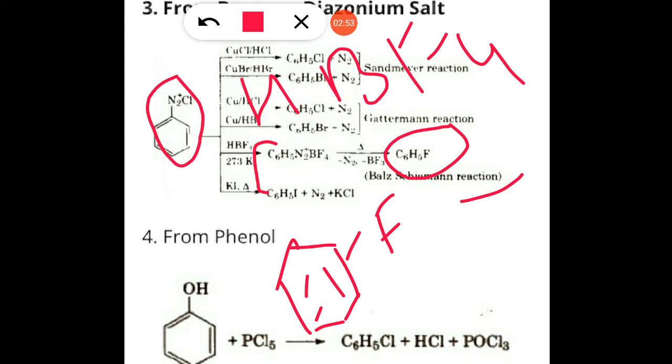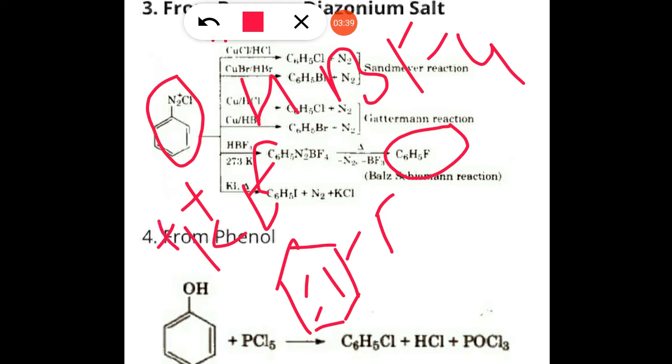In the board exam it is always asked: how will you convert diazonium salt into fluorobenzene? Here the fluorobenzene is obtained by the Balz-Schiemann reaction, that is, using HBF4. Generally students write that diazonium salt reacts with CuF in HF to form the product, but that is wrong. It is always by fluoroboric acid, HBF4.